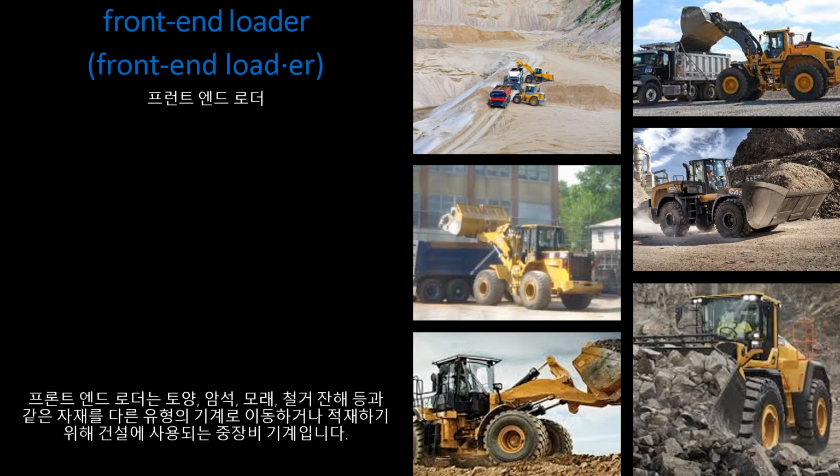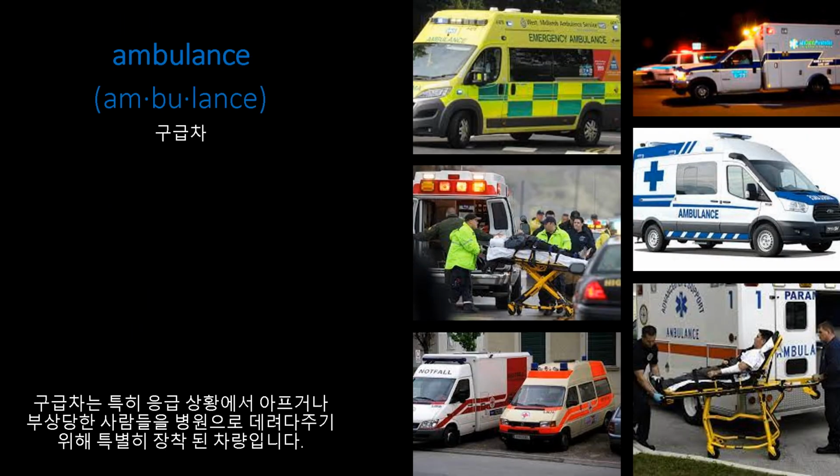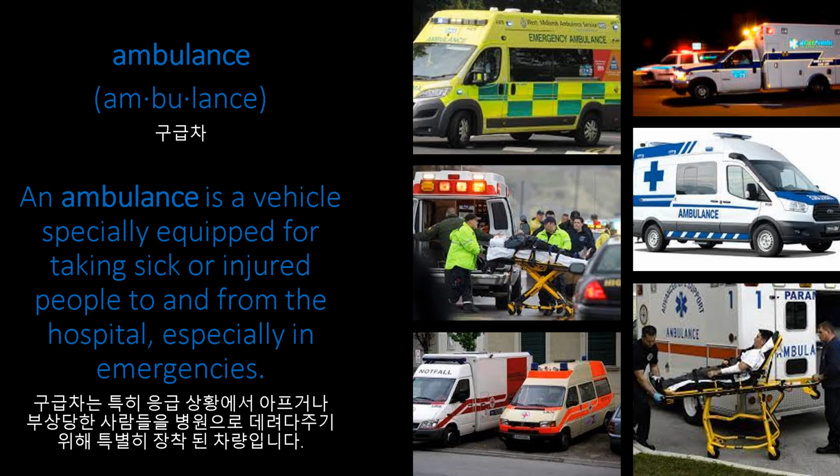Front-end loader. A front-end loader is a heavy equipment machine used in construction to move or load materials such as soil, rock, sand, demolition debris, etc., into or onto another type of machinery. Ambulance. An ambulance is a vehicle specially equipped for taking sick or injured people to and from the hospital, especially in emergencies.